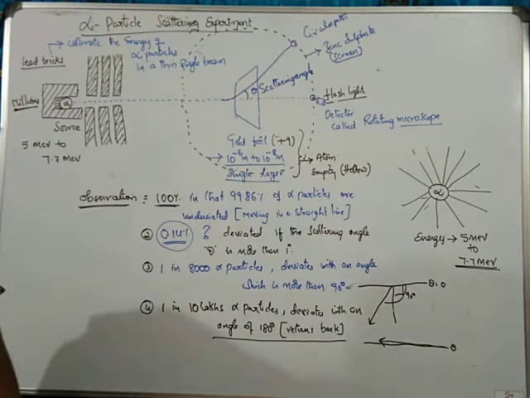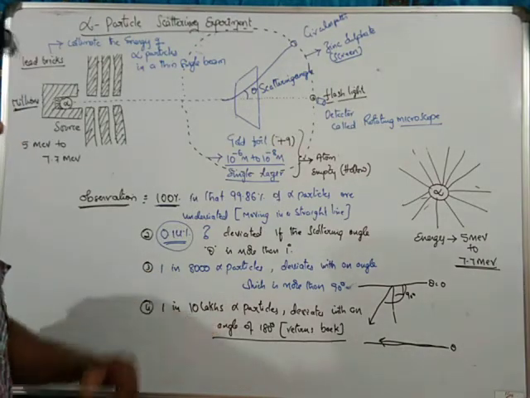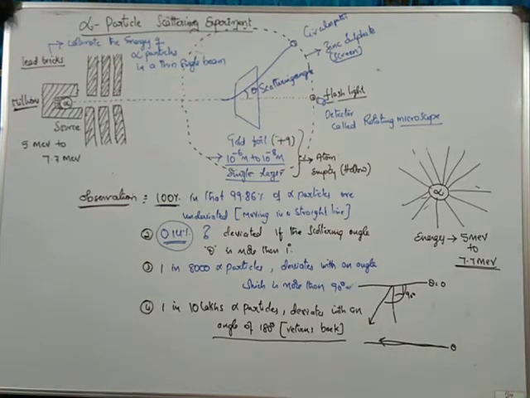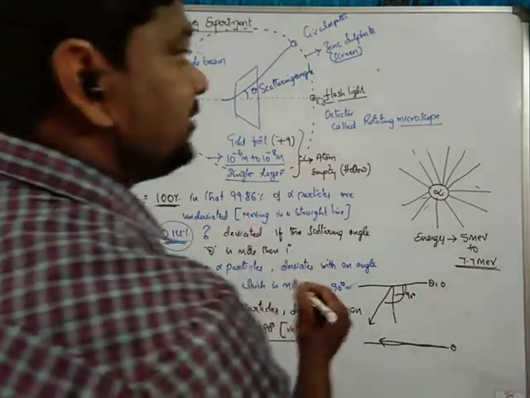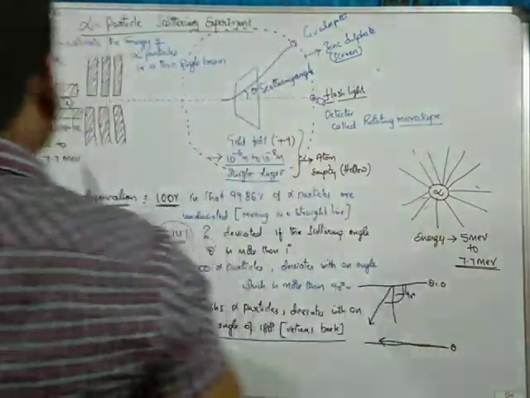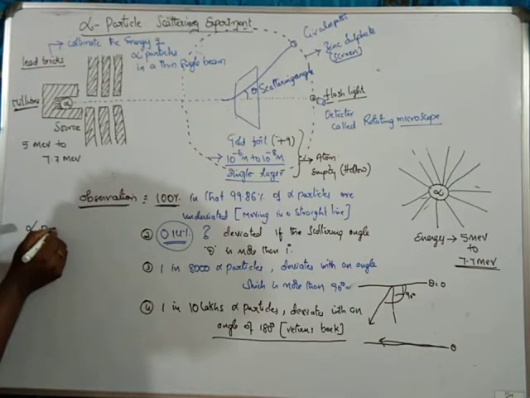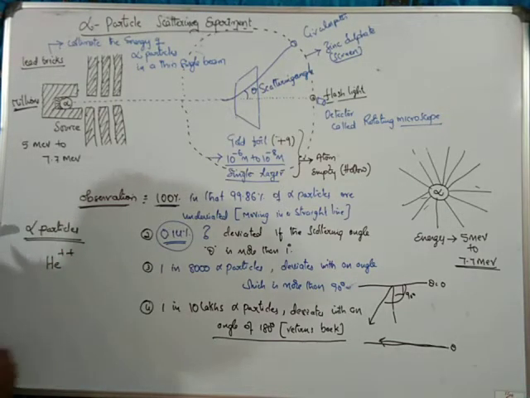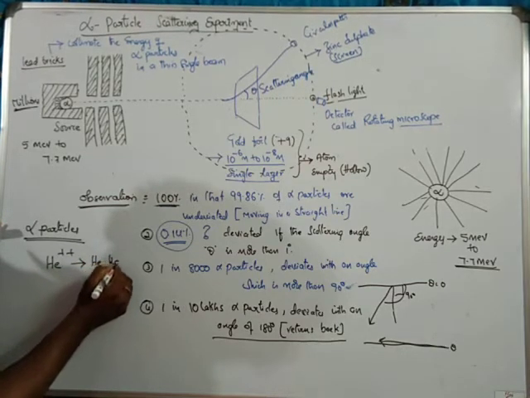Why were they deviated? Why for every 8,000? Why for every 10 lakhs? Whenever we have a deviation, deviation means a change in direction. Why was the direction changing? First of all, we have to know about the alpha particle. To define the alpha particle, consider helium plus plus. So helium plus plus is nothing but the helium nucleus.